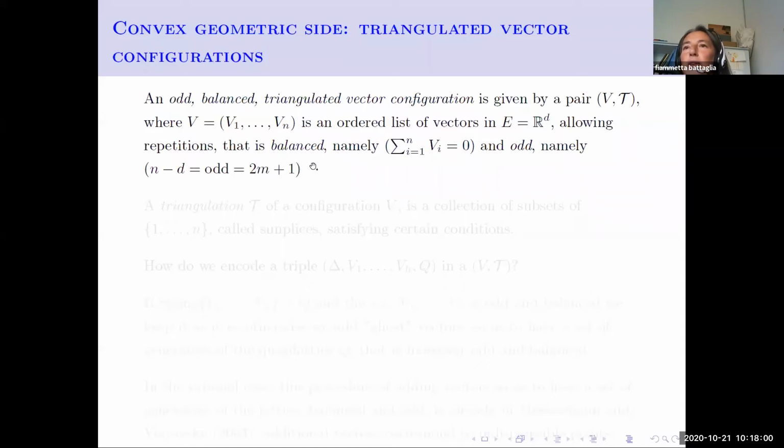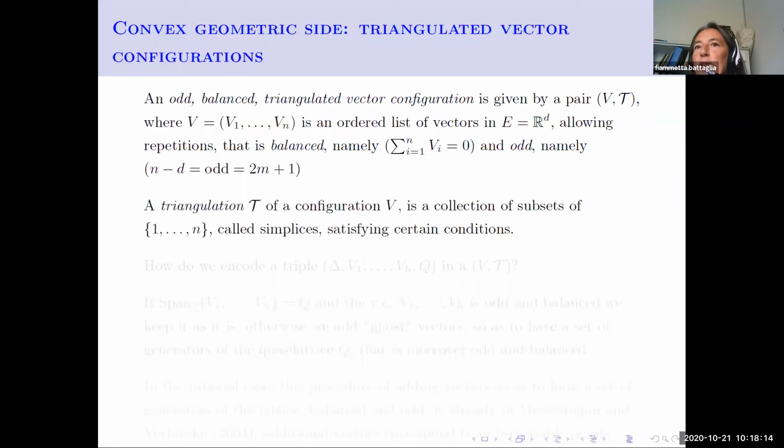And as we will see, these conditions are not at all restrictive. Okay, so this is V, the first item of our pair. The second item is a triangulation T of the configuration V. It is a collection of subsets of {1,...,n} that we call simplices that satisfy certain conditions.